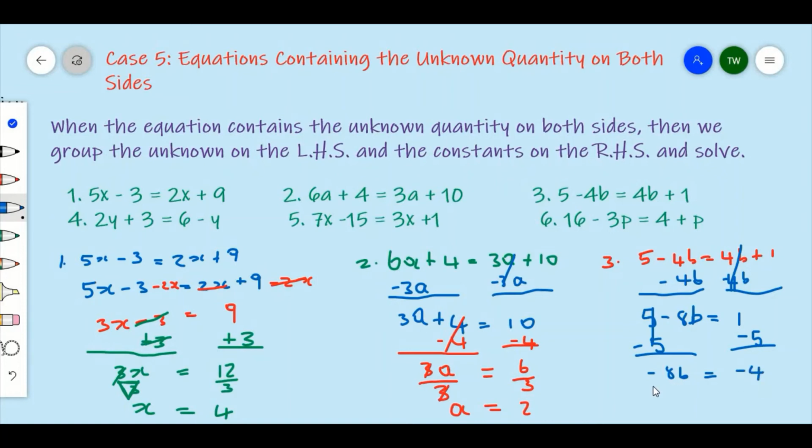What we're going to do is to divide both sides by negative 8. Also divide this side by negative 8. Negative 8 will cancel out negative 8, so b is equal to this negative sign in the numerator will cancel out this negative sign in the denominator, and 4 over 8 is just the same thing as saying 1 over 2. So b is equal to a half.